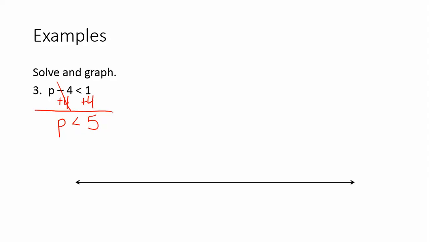Our variable's on the left, so we can go ahead and plot it or graph it on the number line. We have another open circle at 5, and we're shading to the left. We're talking about all the values that are less than 5.